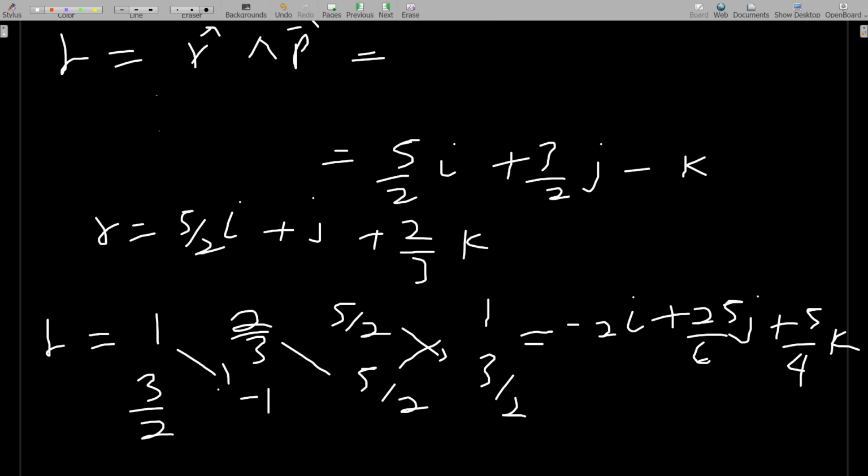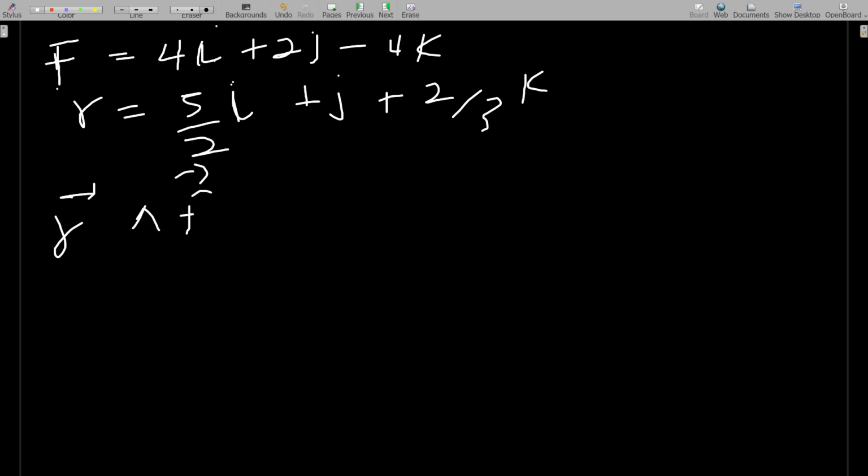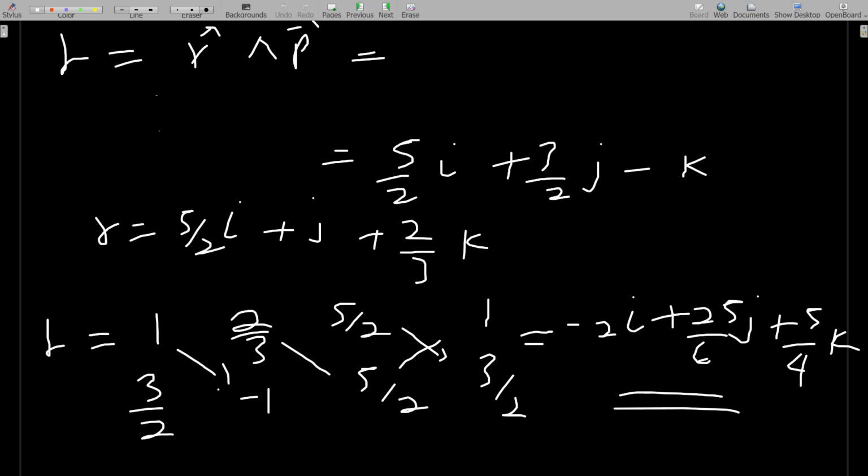The torque rather. Okay, so this is your angular momentum, please. Let's go ahead and write for the torque. This I, then this one is plus j plus 2 over 3k. And when you do the cross products properly, this time I won't do it with you. You have to just do it with your calculator. And this will give you minus 16 over 3 i plus 38 over 3 j plus k. This is actually the torque, and the other one is for the angular momentum, so kindly take notes.